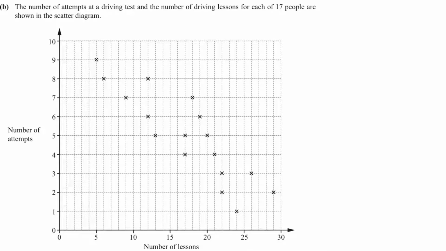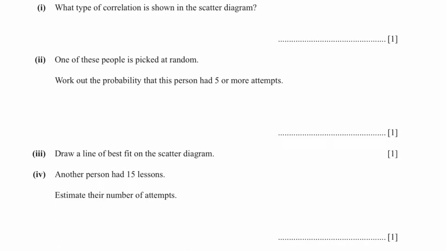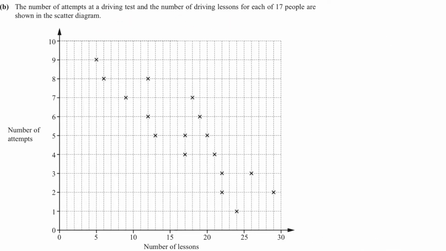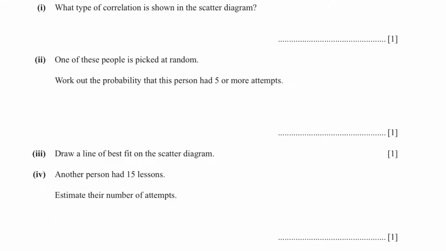Part B is a scatter diagram. The number of attempts at driving a test and the number of lessons. 1. What type of correlation is shown in the scatter diagram? We can see that it's going downwards. So therefore, the relationship is negative.